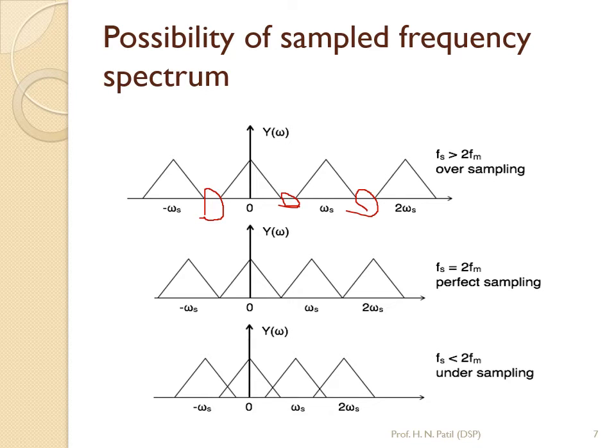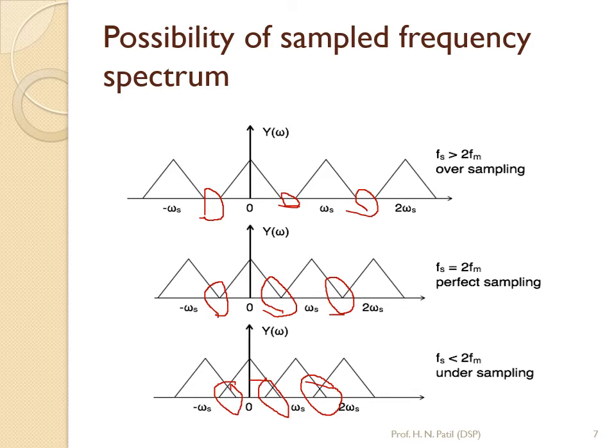If fs is equal to twice fm, then it is called perfect sampling. Here, if you look at these triangles, all the frequency spectrums are very close to each other. That means as soon as one frequency spectrum ends, immediately the second frequency spectrum starts because both frequencies are equal. But if the sampling frequency is less than twice fm, then it is a case of undersampling. In case of undersampling, the two frequency spectrums overlap each other, and because of that overlapping the signal may get lost.